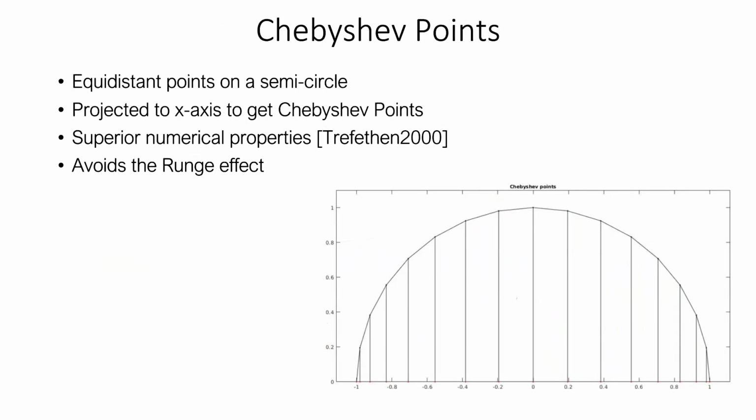Chebyshev points are special collocation points, which are equidistant points on a semicircle, which when projected to the x-axis, give us points which cluster around the ends. These have superior numerical properties as well as avoid the Runge effect.